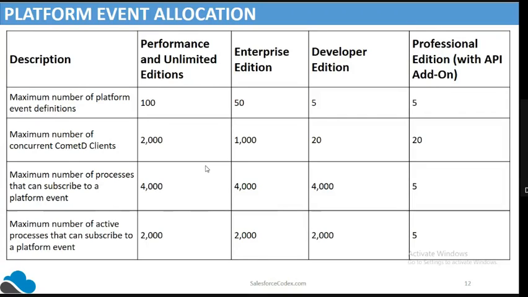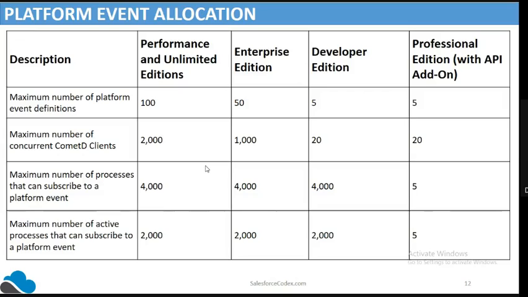Platform event allocations, or you can say platform event governor limits. The maximum number of platform event definitions is 100 in Performance and Unlimited editions. Enterprise Edition has only 50. A Developer Edition can only create 5 platform event definitions. You cannot go more than 5.